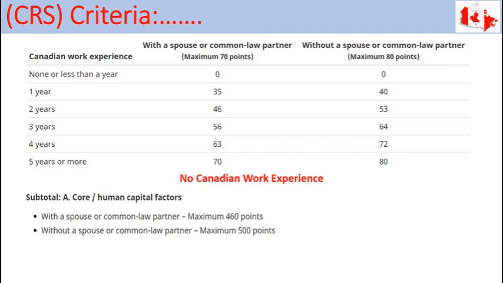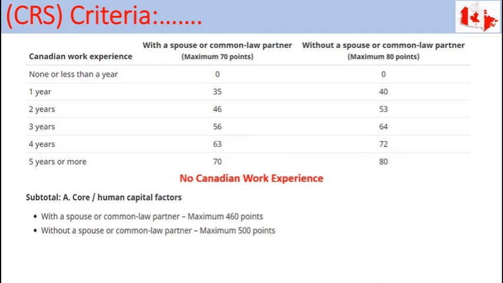Now the next is Canadian work experience. So for Canadian work experience, you get the maximum when you have 5 years or more. Maximum you can get 70 when applying with a spouse. Maximum 80 when you are applying without a spouse. So for one year you get 35. For 3 years of Canadian work experience you get 56 when you're applying with a spouse, and 64 without a spouse.